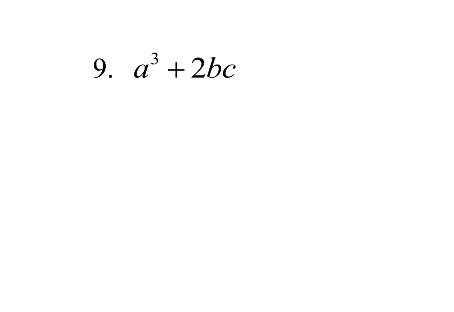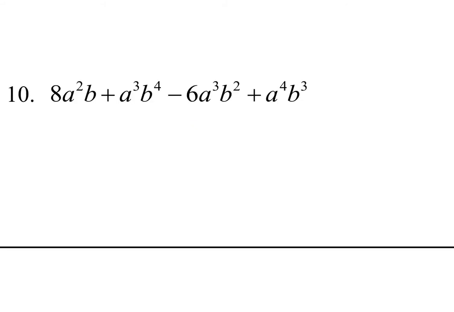So let's look for the GCF between a cubed and 2bc. A cubed is a times a times a. And then 2bc, that's prime. A cubed and 2bc have nothing in common. There is no GCF. And you can't pull the GCF and factor it. And when you can't factor something, it's prime. So there we go.